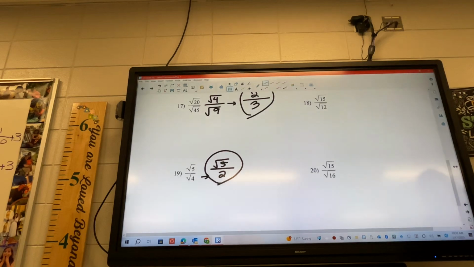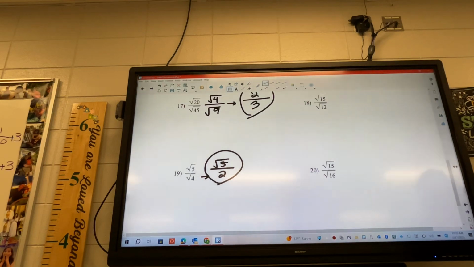So, let me ask you, what's the square root of 16? It's 4. 4 times 4 is 16. What's 5 times 5? 25. So, square root of 25 is 5. 6 times 6 is 36. So, square root of 36 is 6.